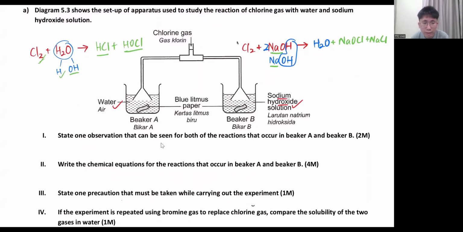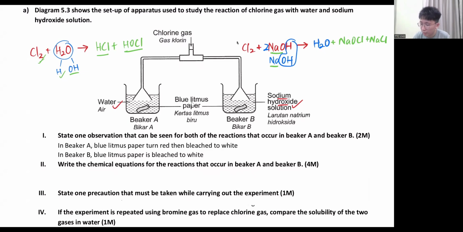Okay, state one observation that can be seen for both of the reactions that occur in beaker A and B. So guys, do you realize no matter which one, they actually have blue litmus paper? So of course, what you can actually see, in beaker A, blue litmus paper turns red, then bleaches to white. But for B, there's no acid, there's no HCl, but still got the NaOCl. Still got the OCl, right? So that one also bleaches to white straight away, just no red color. Because if you want red, you need the HCl. But for beaker B, no HCl, only NaOCl. So only the bleaching properties.